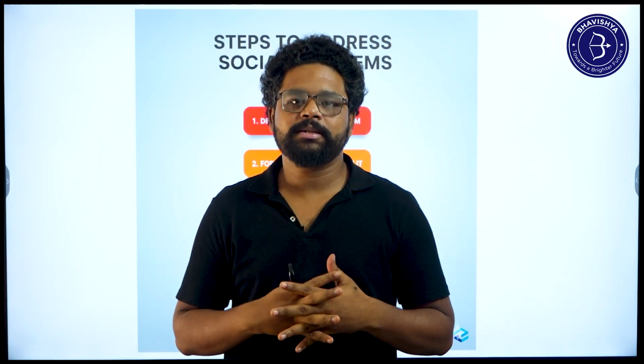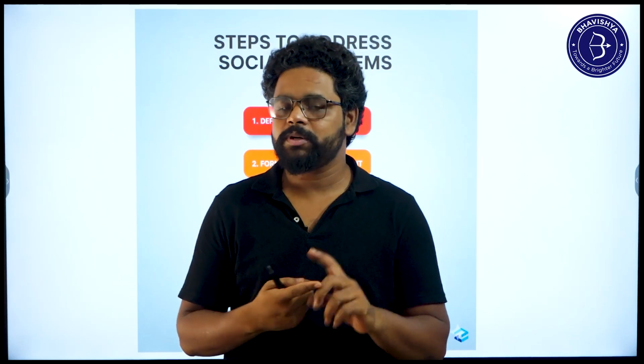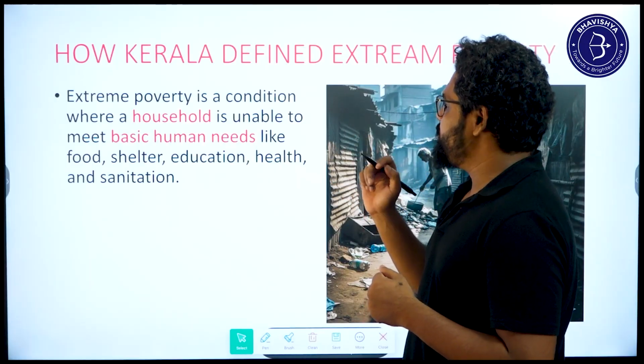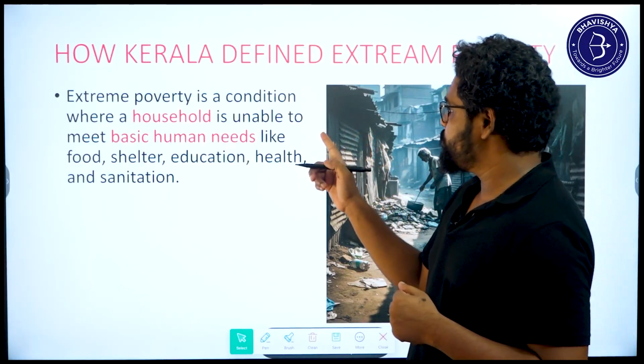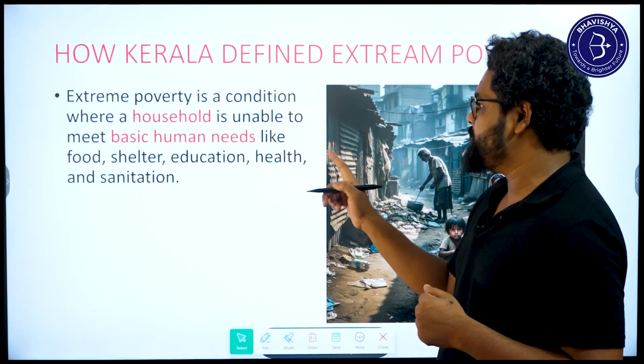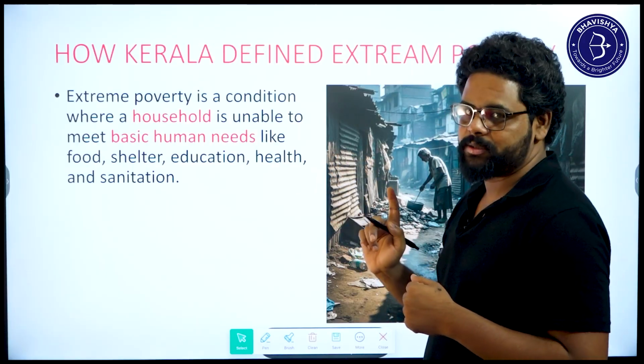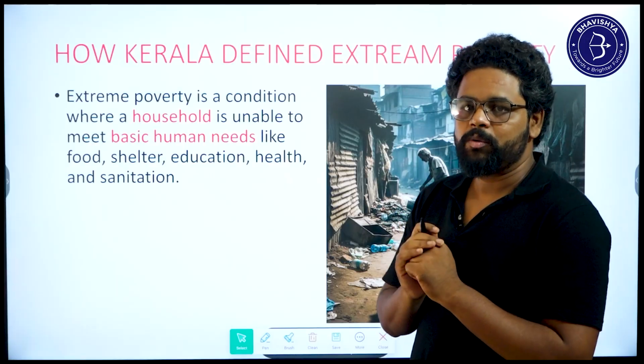So now let's discuss how Kerala's approach is different from the traditional approach in dealing with the social problem. So the first thing is what? You need to define the social problem, right? So let's see how Kerala defined the social problem, okay? Kerala defined extreme poverty as a condition where households are unable to meet basic human needs like food, shelter, education, health and sanitation. This is how Kerala defined poverty.